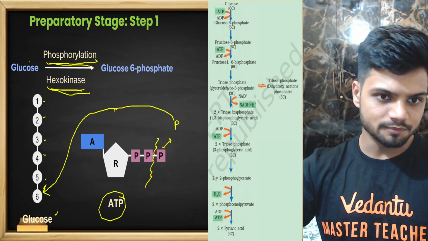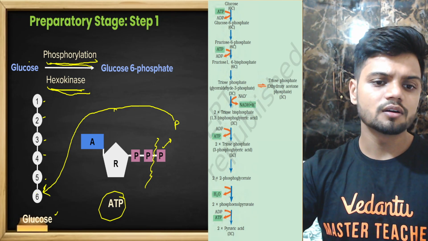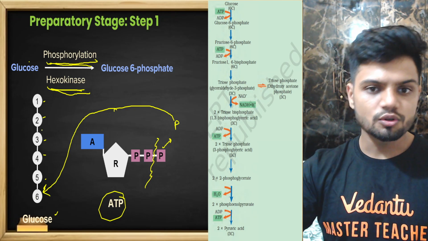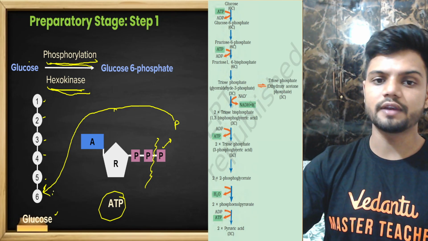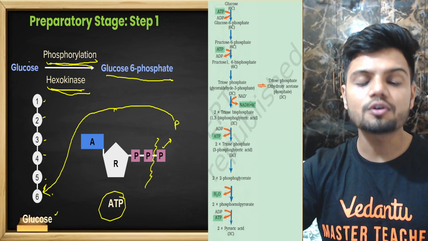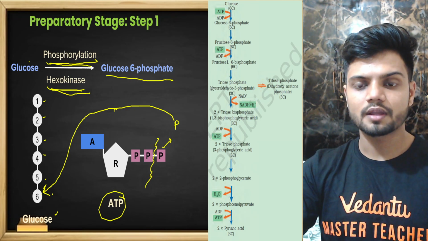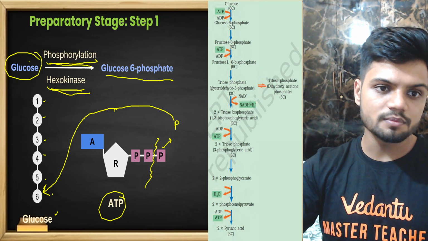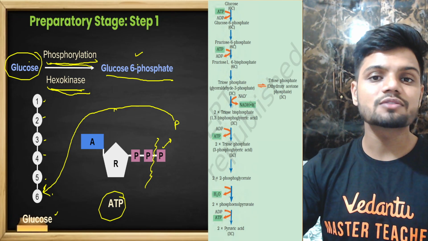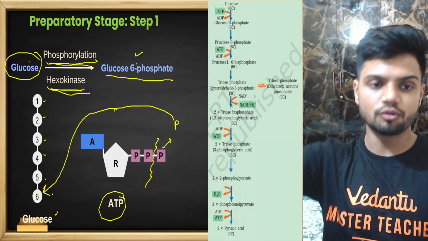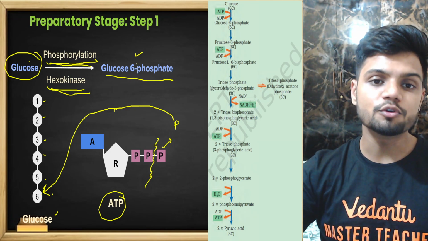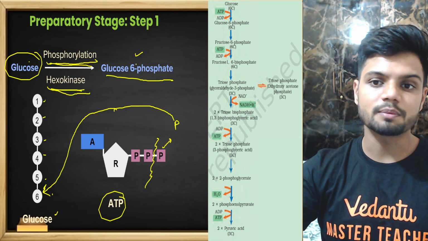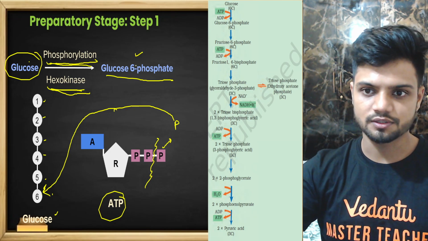So now can I call it glucose 6 phosphate? Yes or no? So glucose becomes glucose 6 phosphate. Glucose gets converted to glucose 6 phosphate. That is the beauty of the first stage called the preparatory stage.